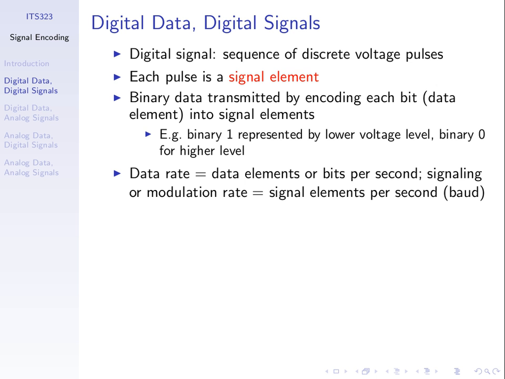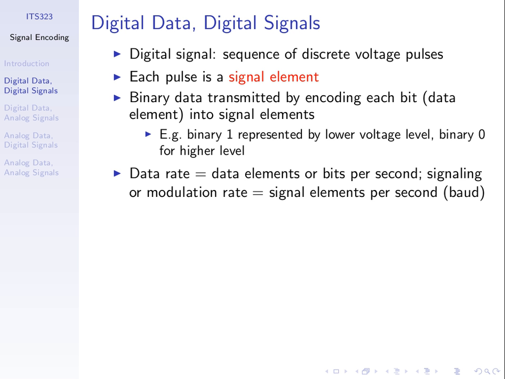So we have a sequence of discrete voltage pulses at different levels. We refer to each pulse as a signal element, and we encode our binary data into signal elements. This is one example.